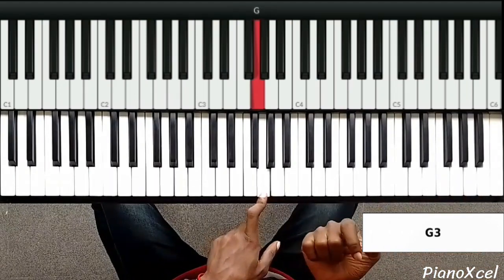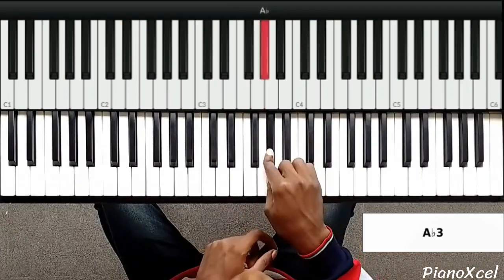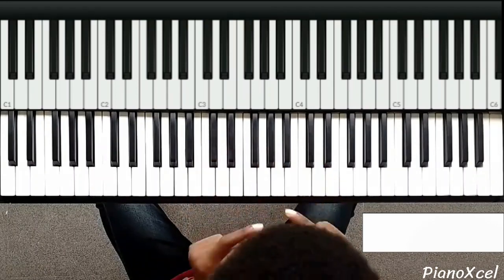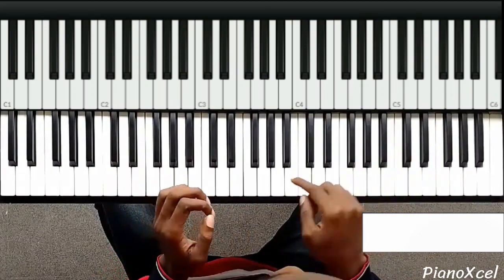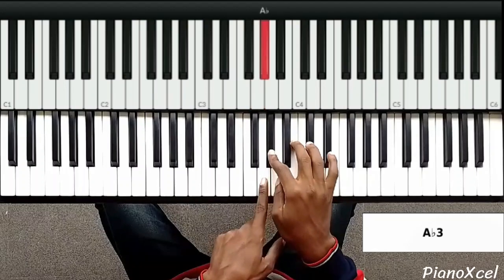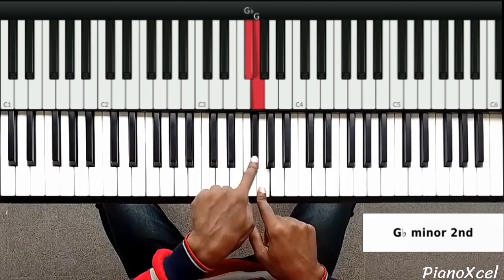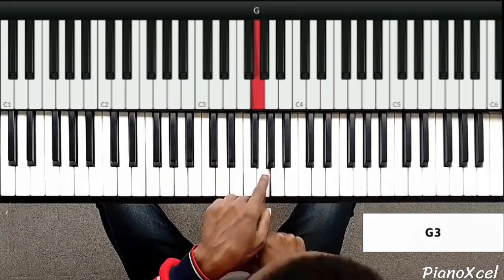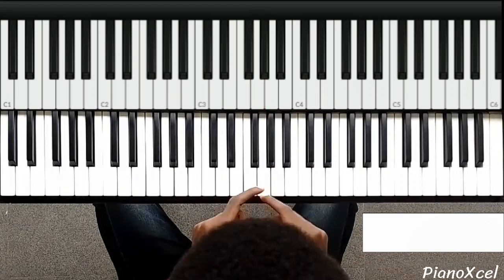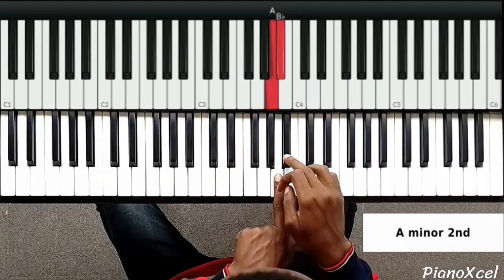A half step is the note immediately closest to the root note I am pressing. It's known as a half step. It's a half step higher. This is a half step lower from this. Half step lower, half step higher. This is a half step from this. Get it?